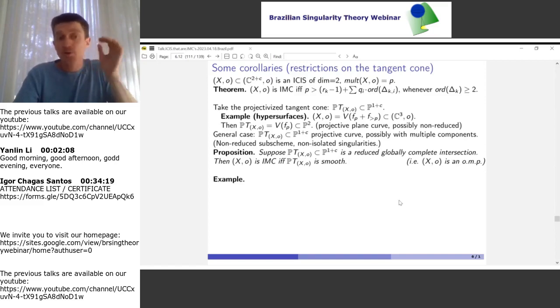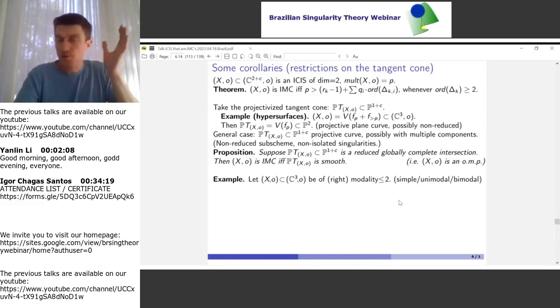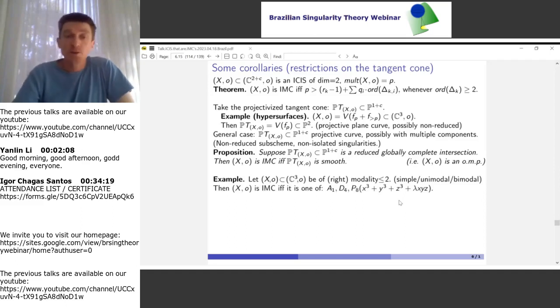So some examples. Using this proposition, we can very quickly discard some candidates for IMC. So take the surface germ inside C3. Suppose it is of right modality less than or equal to 2, so it is simple or unimodal or bimodal. Yes, such classifications were once quite fashionable, there are tables of such types. Then X is inner metrically conical if and only if it is one of either A1 or T4 or P8. Here is the defining equation for P8. So you see, there are large tables, there are many series with several indices. Of all the series, only these three types are IMC. In this sense, the IMCs are very rare. Yes, we have just three types.